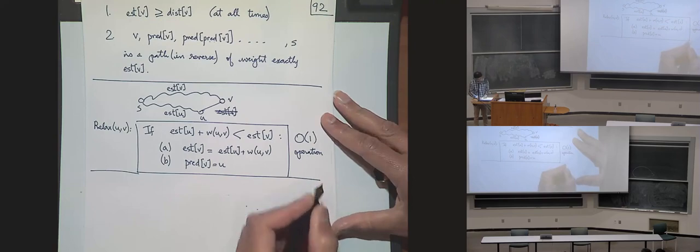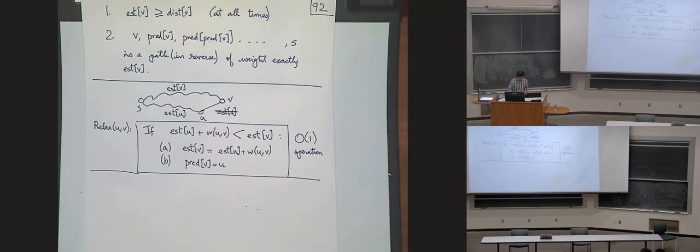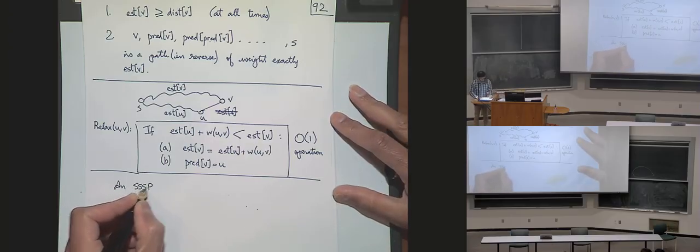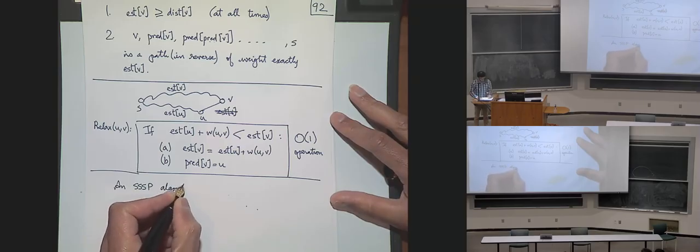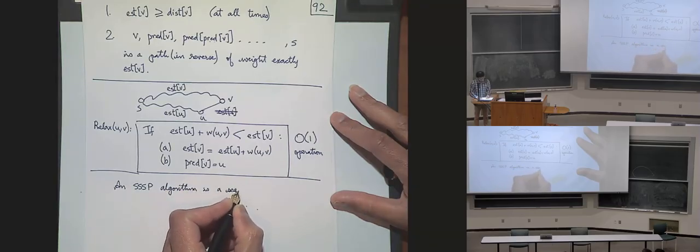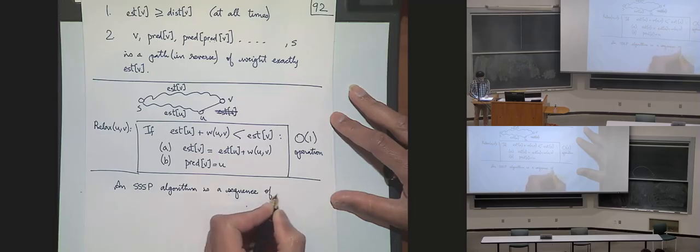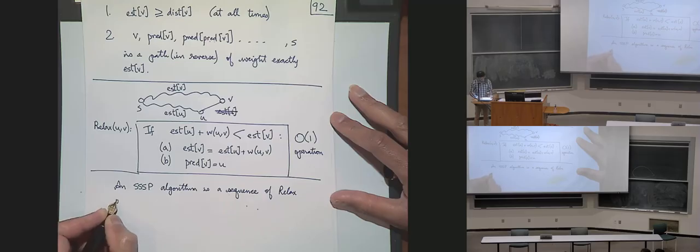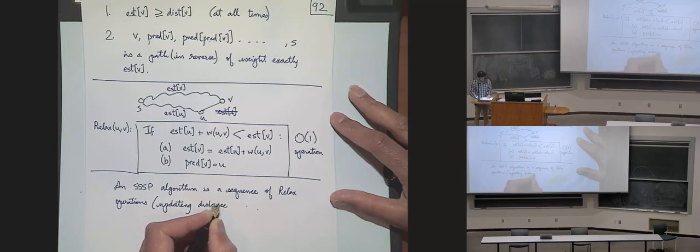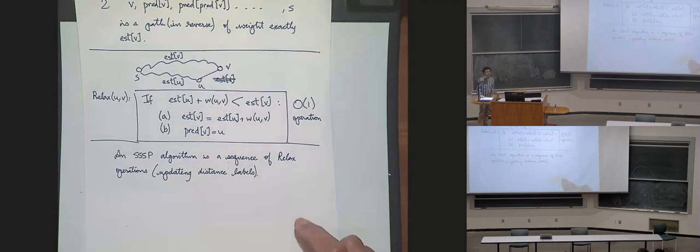So you have the relax operation. So an SSSP algorithm is a sequence of relax operations which keep updating the distance labels. Okay, good.